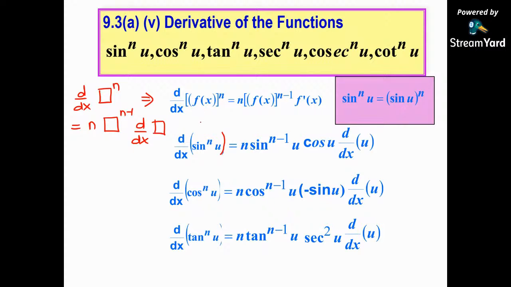Okay, so that means if you have sine to the power of n, u, we're going to treat it like sine of u to the power of n. So we're going to bring the power down first, copy down the function sine of u, but then we deduct 1 from the power, and then we're going to differentiate the function. So that is how you end up with cos of u. Never mind, I think you're going to see it better if we do the example. But that is basically how we're going to solve them.